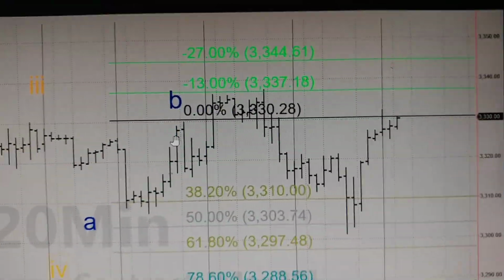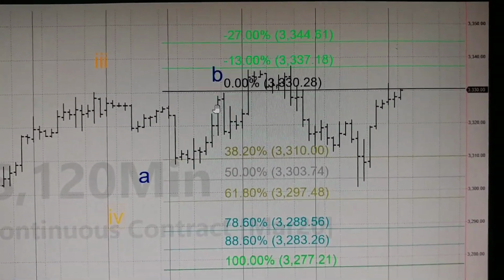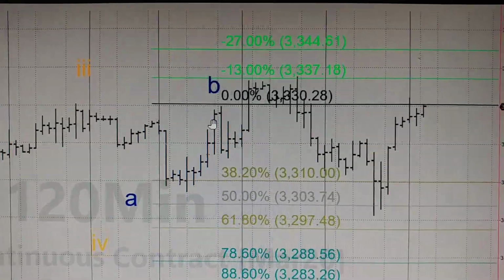So this is where we're at. I'm going to give a couple options of what I think the market is trying to do, and I'll let you guys decide.